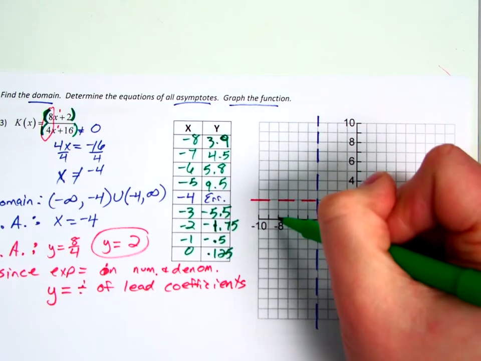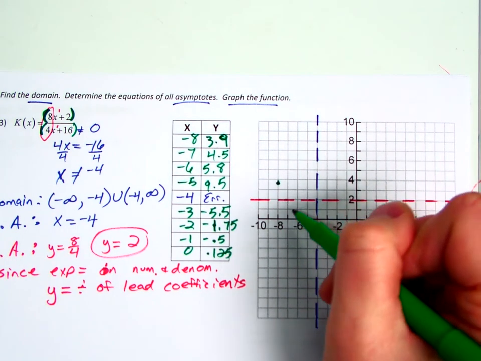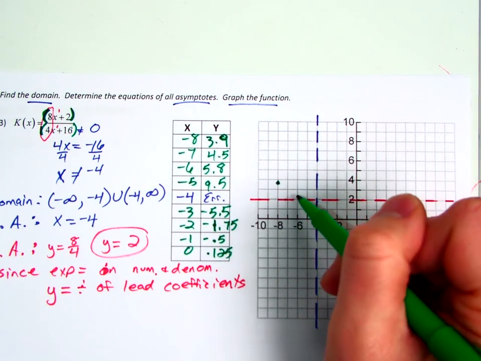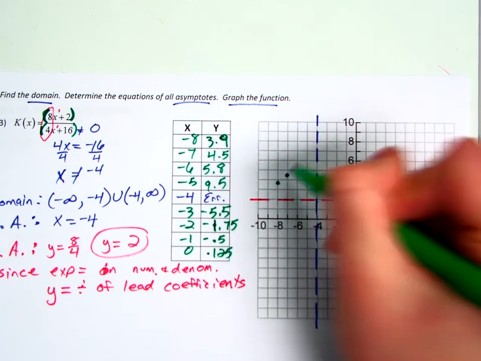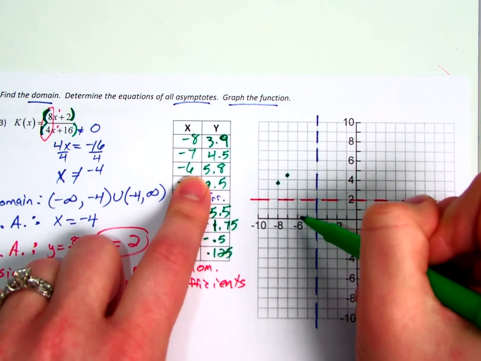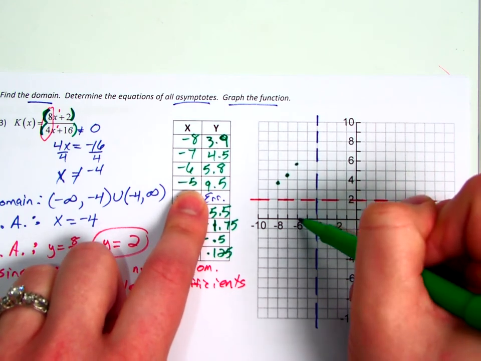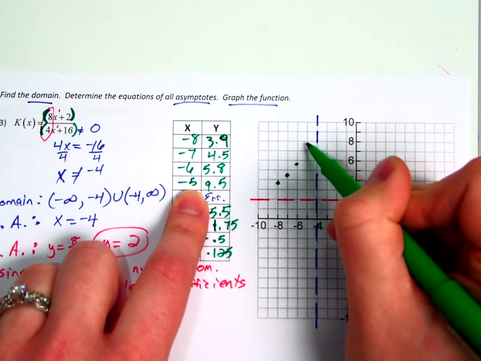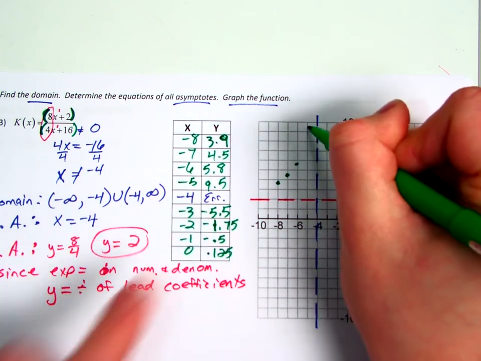So now we can go ahead and we can graph those. So in this section, negative 8, 3.9 would be close to 4, negative 7, 4.5, so halfway above 4, negative 6, and then 5.8 would be close to 6, negative 5, and then 9.5 is halfway between 9 and 10.